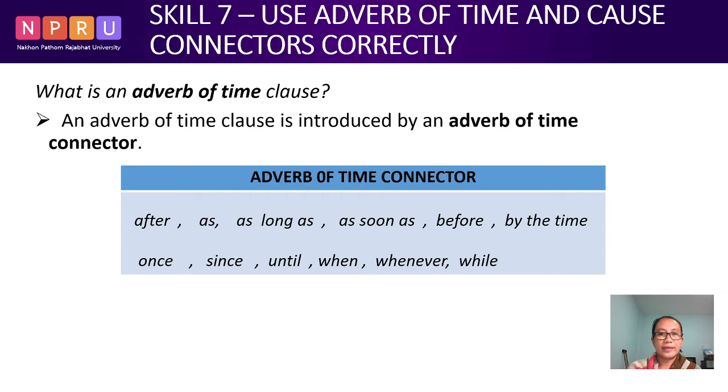So on skill number 7, this is the use of adverbs of time and cause connectors correctly. So by the way, what is an adverb of time clause? An adverb of time clause is introduced by an adverb of time connector. So what are these adverb of time connectors? After, as long as, as soon as, before, by the time, once, since, until, when, whenever, and while.